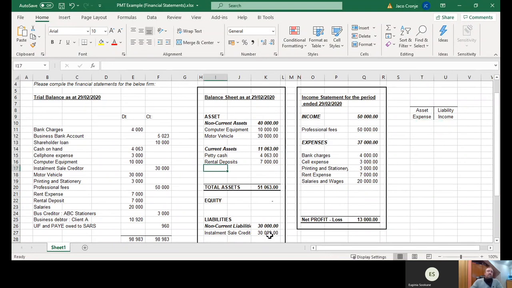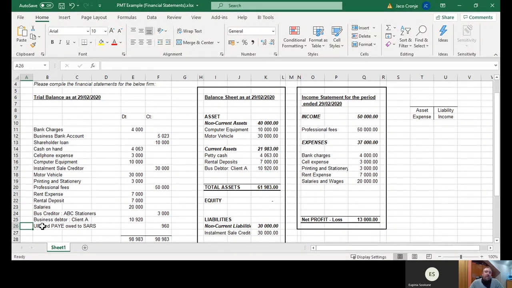So under current assets, why current asset? Because we are hoping that this client will at least pay us in the next 12 months. Hopefully they'll pay us in the next month. So for that reason, it's a current asset. We will in future receive money.